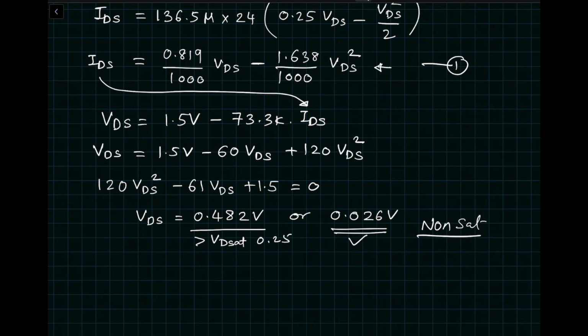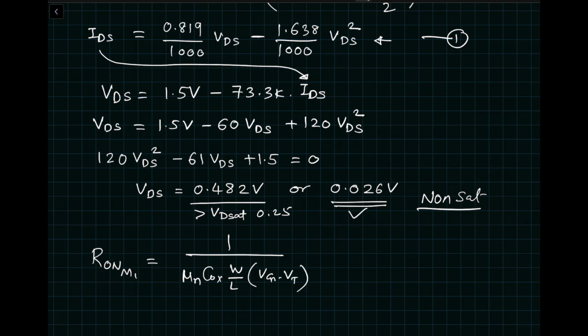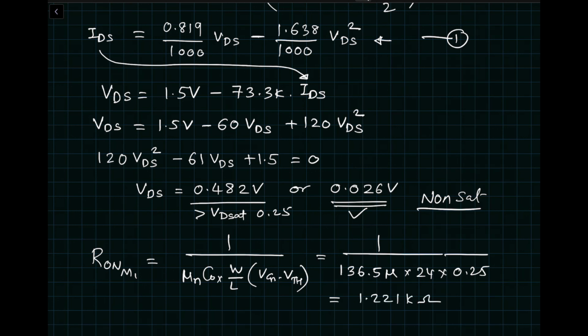Since the transistor acts as a resistor, we can say R on of transistor M1 is given by 1 divided by mu n Cox W by L, VGS minus VTH, and that will be equal to 5 micro multiplied by 24 multiplied by 0.25, and this would be 1.221k ohms. So this is close to VDS equal to 0. That's when we are calculating this resistance.